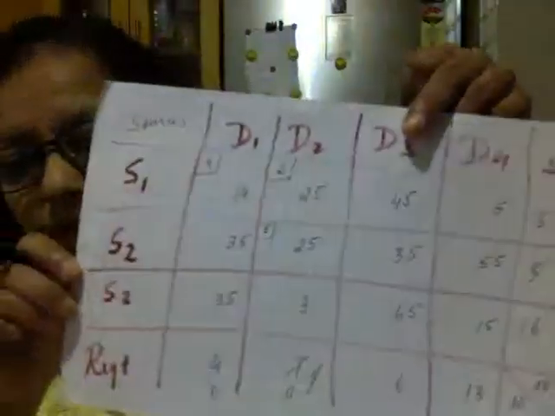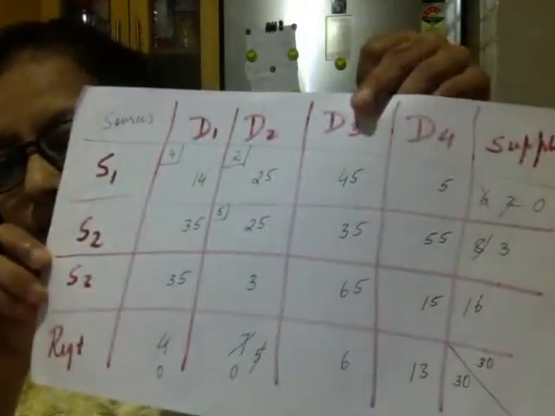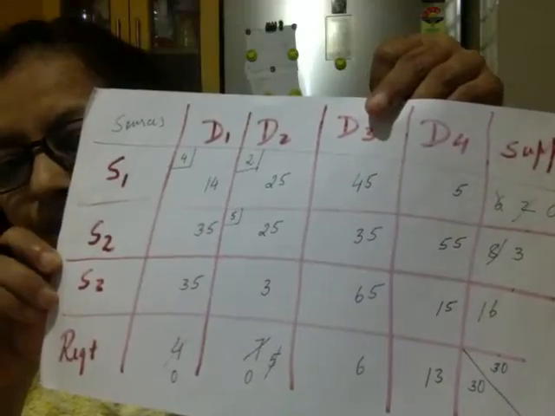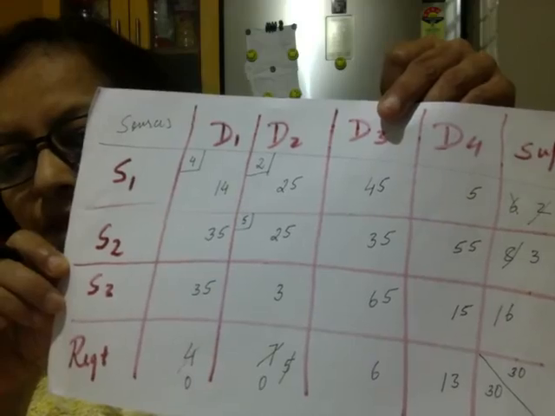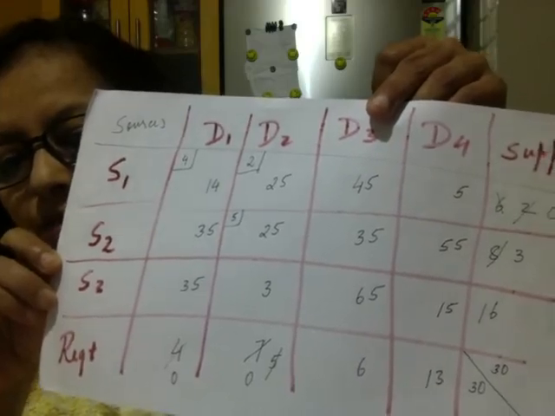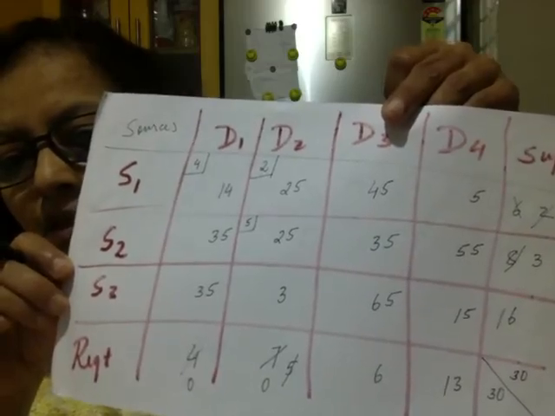So this is what I've done. D2 becomes dummy, and S2 has 3. Alright, we go on. You see D3 wants 6, and S2 has 3, so from S2 to D3 we give the remaining 3. S2 supply becomes 0. D3 requirement becomes 3.